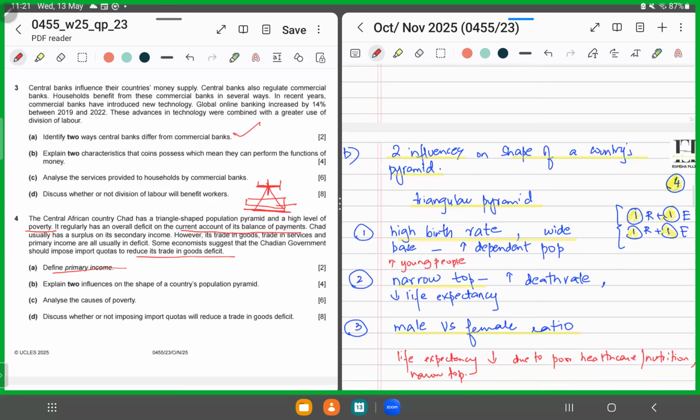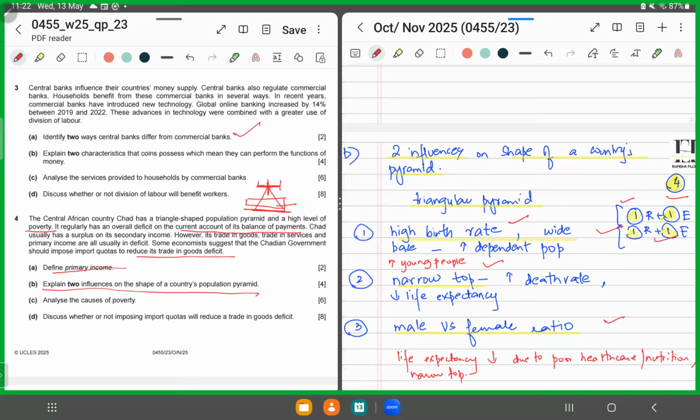Part B says identify and explain two influences on the country's population pyramid. Now notice it's a triangular base pyramid. So this means that it has a high birth rate and a narrow top. You can also talk about how it may have an influx of population, that means a high immigration rate. So 1 mark for the influence identified, and the explanation will give you 2 marks. The second influence identified and the reason explained, full 4 marks.